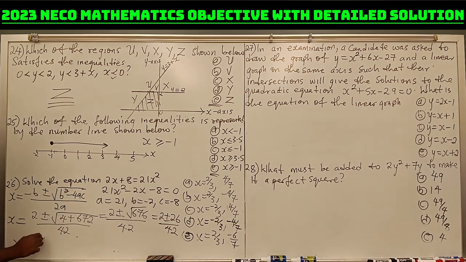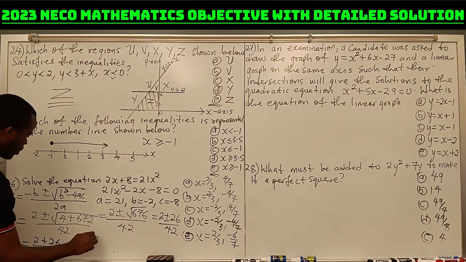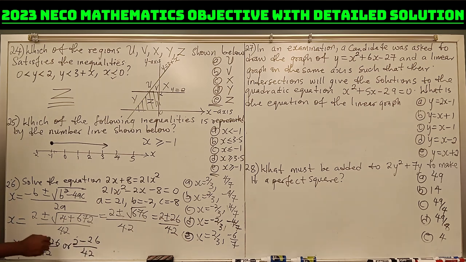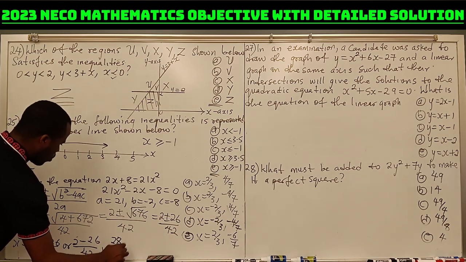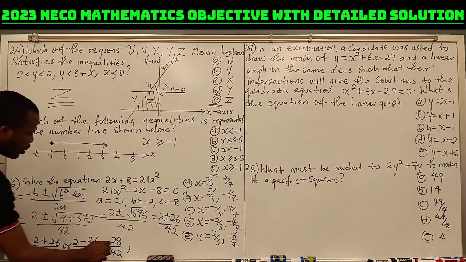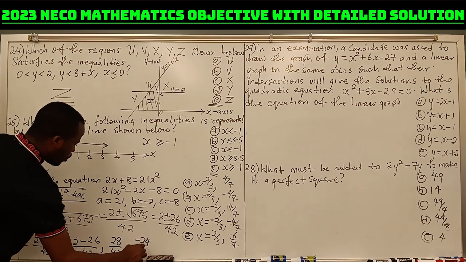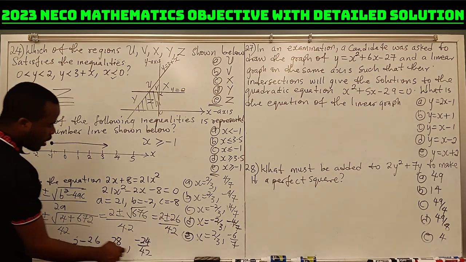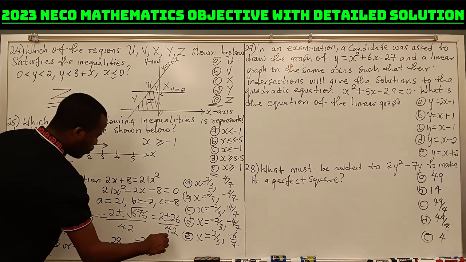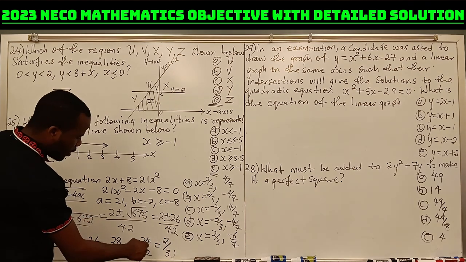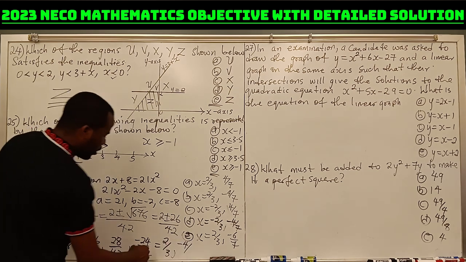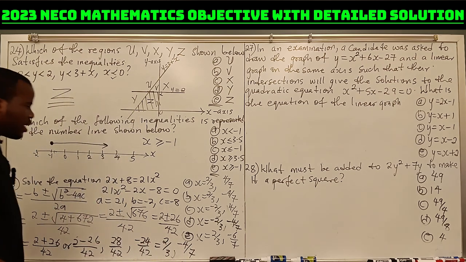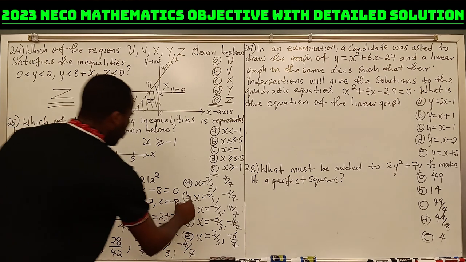X will be 2 plus 26 over 42 or 2 minus 26 over 42. 2 plus 26 is 28, so we have 28 over 42, or 2 minus 26 is minus 24 over 42. In the first case, 14 can go, and if 14 goes, it will be 2 over 3. In the second case, 6 can go. If 6 divides minus 24, we'll have minus 4, and if 6 divides 42, we'll have 7. So x is 2 over 3 or minus 4 over 7, and 2 over 3 is B.